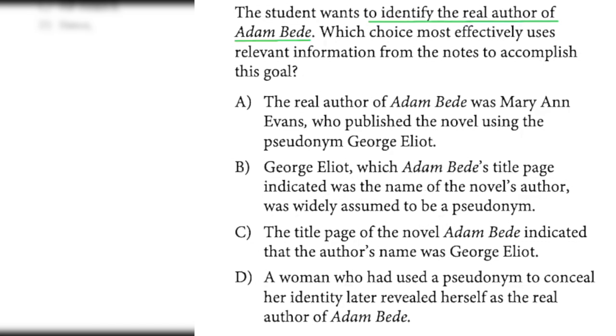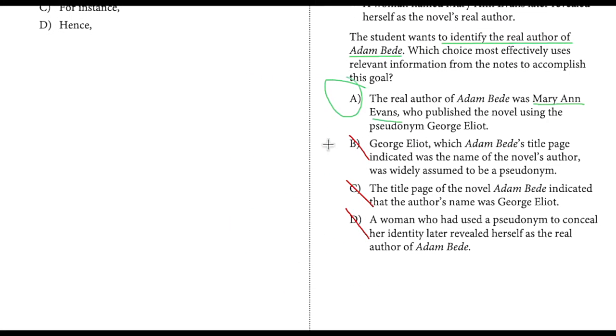George was widely assumed. Nope. The title indicated nope. Woman who had a pseudonym. Okay. A woman who had used a pseudonym to conceal her identity later revealed herself as the real author. So A and D both are identifying the real author. However, D doesn't even say her name. It just says that she used a pseudonym. So it's A, because A actually says it was Mary Ann Evans. Boom. See, told you those are easy.